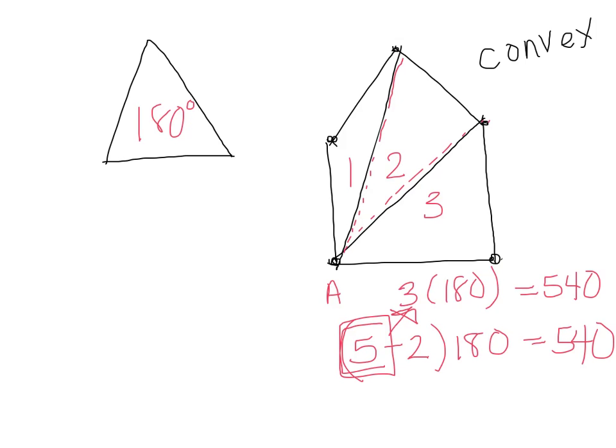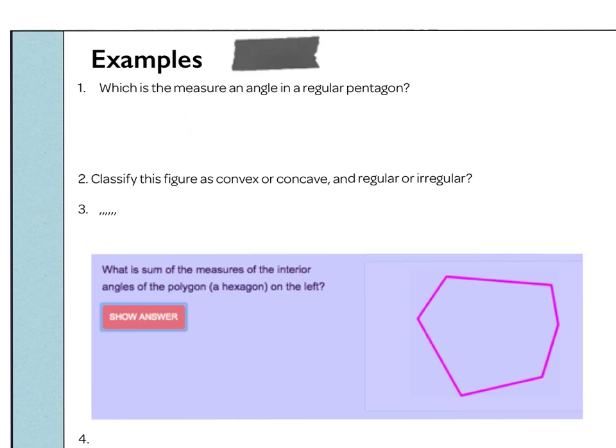Really cool. Example number 1 says, which is the measure of an interior angle in a regular pentagon, okay? I want to add the word interior. So we remember that a pentagon, we know this is regular, so we know that all these angles are going to be equivalent and have the same measure, okay? So that means that we can use our n minus 2, quantity of that, times 180.